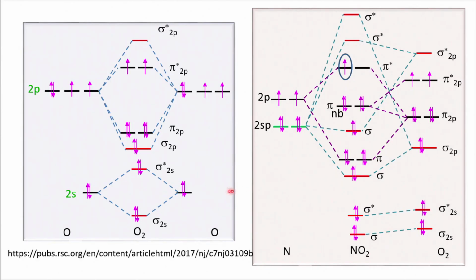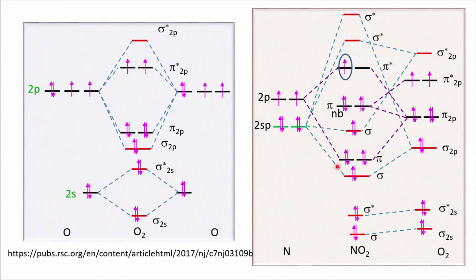Here is the example of oxygen molecule formation. The 2s and 2p atomic orbitals of two oxygen atoms combine to form the oxygen molecule as shown here. In this particular case, there is no sp mixing, so we have sigma 2p as the low energy orbital followed by pi 2p, and two single electrons are kept in the pi star 2p orbitals. So this is the molecular orbital diagram for the oxygen molecule.